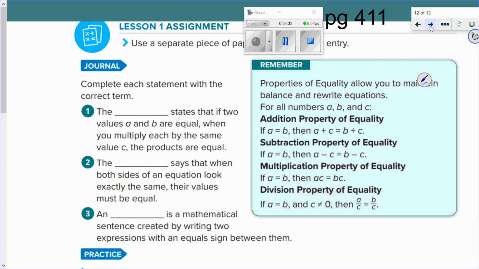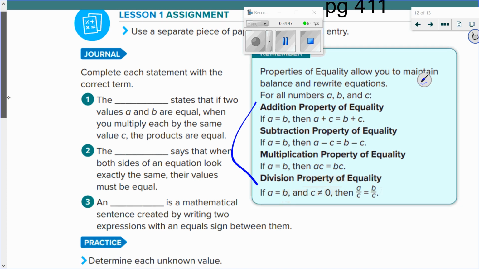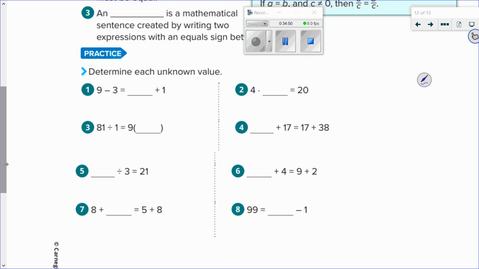So let's go to page 410 or 411. This is your homework. Okay, just a couple notes. Note 1. They gave you the properties that you're using for your journal entry. Makes that easy. Step 2, here's what we'd like you to do. Instead of the blank, put an X in every one of these. And then you're going to just solve for X. In this case, they've already given you the solution. Yay! Easiest homework problem you'll ever do.